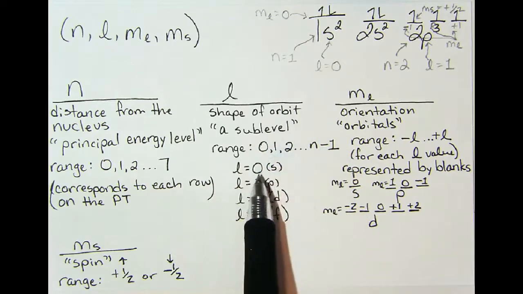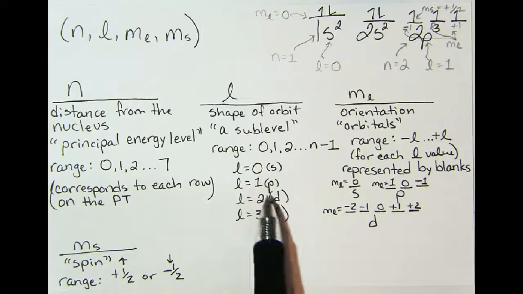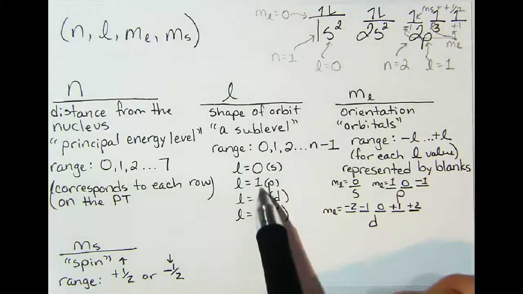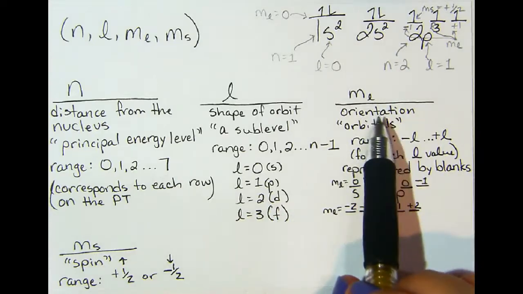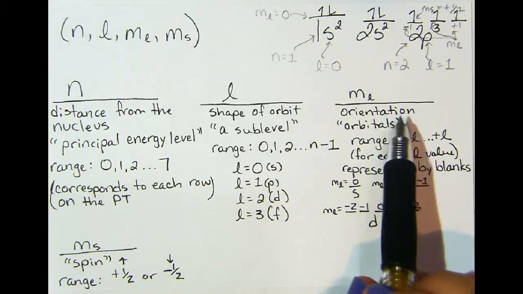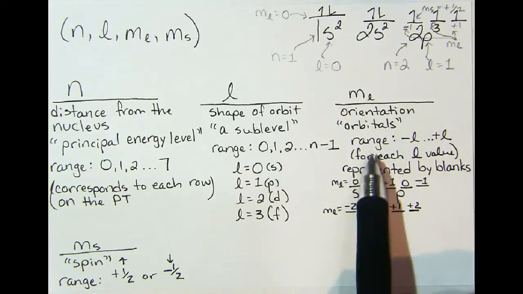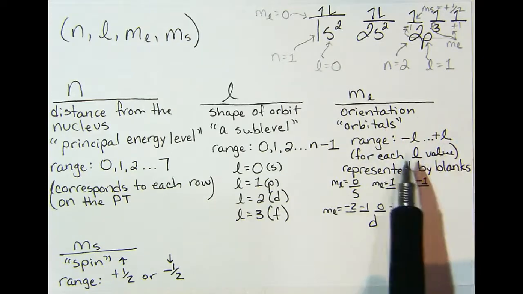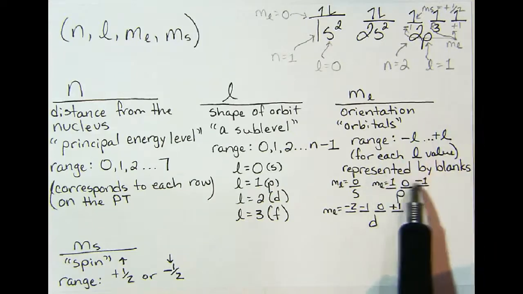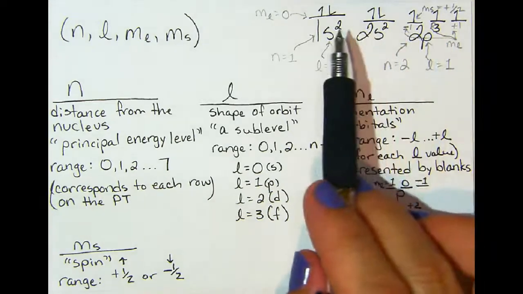If you have L equals 0, you have an S-shaped orbital. L equal 1 is P, L equal 2 is D, L equal 3 is F. Each L value has an ML value, which represents the orientation, and those are often referred to as the orbitals. It can range from -L to +L for each L value. It's represented by blanks in an electron configuration.